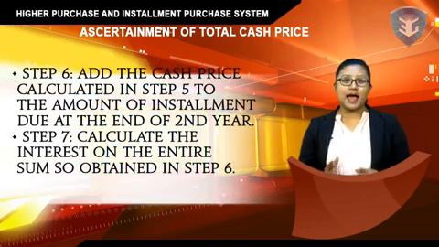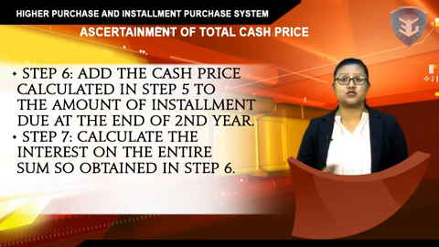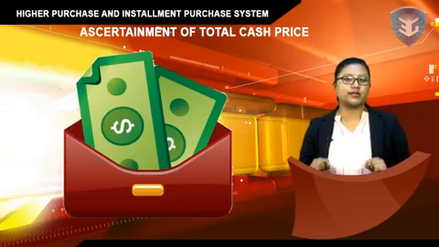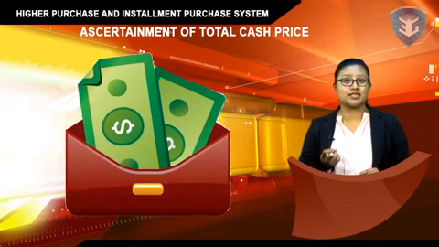Step 6. Add the cash price calculated in step 5 to the amount of installment due at the end of the 2nd year. Step 7. Calculate the interest on the entire sum so obtained in step 6. Deduct this interest from the total amount due at the end of 2nd year to get the outstanding cash price at the time of the 2nd installment.